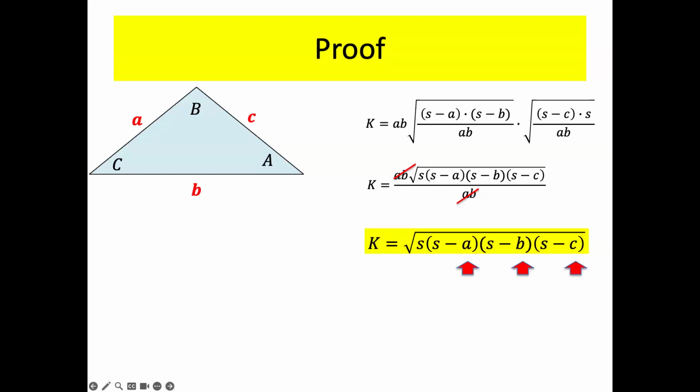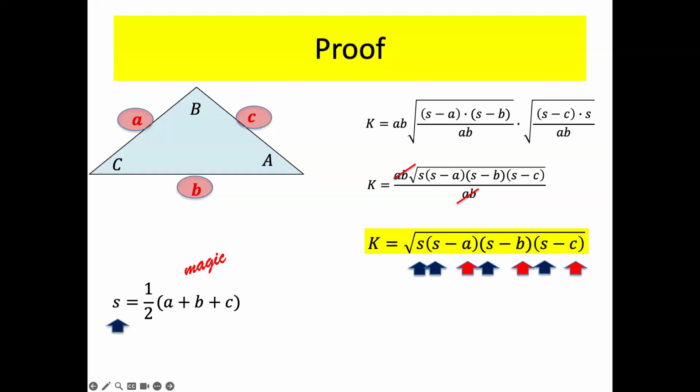What was our U substitution? Although it's an S substitution, our S substitution was also A, B, and C. It was A plus B plus C. Take a half of it. So I now have a formula. Okay, it's not the prettiest of things, but I now have a formula with a square root, which is no big deal, and I have nothing but side lengths, which is why this one's called SSS. All right. So there's your proof.